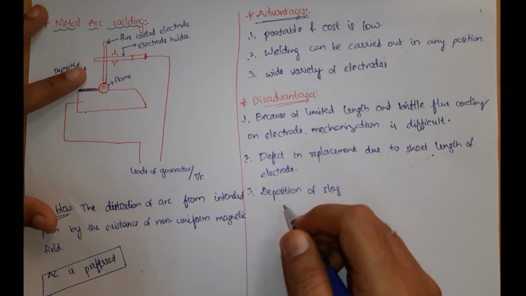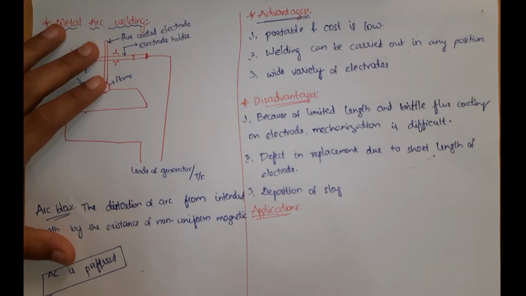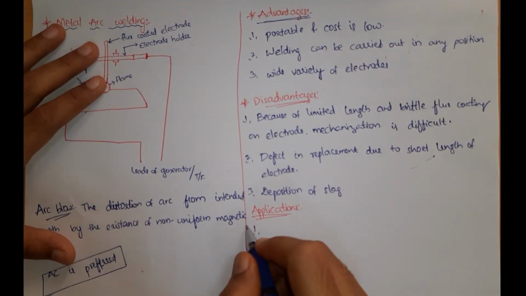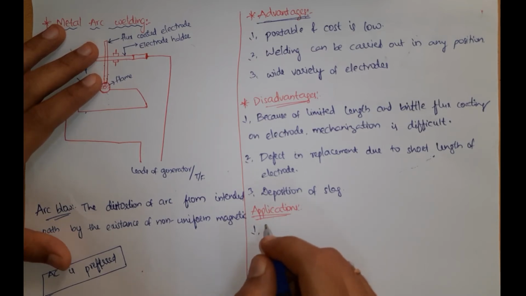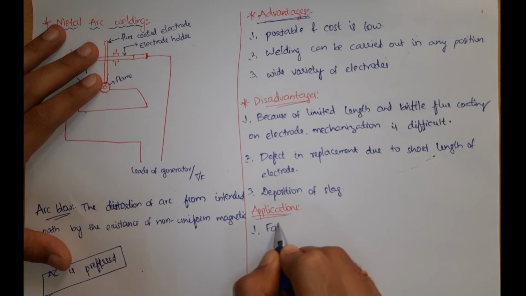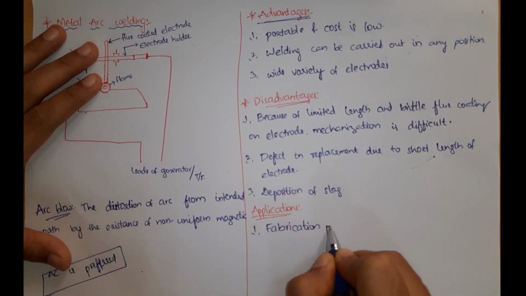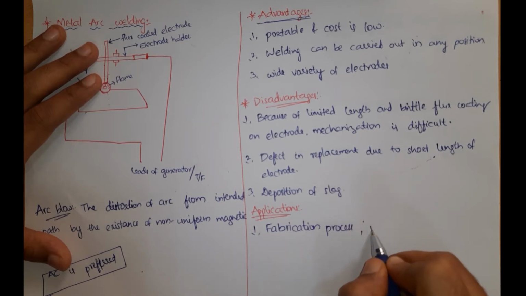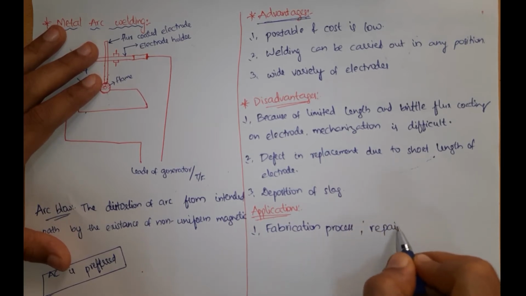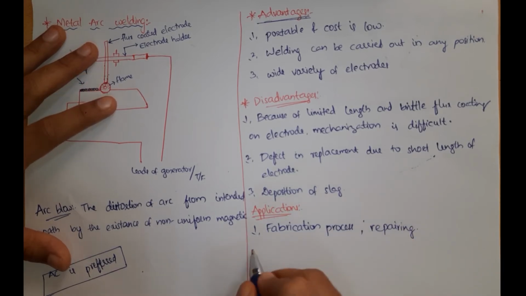Now let us discuss the applications of metal arc welding. Coming to the applications of metal arc welding, these are used for fabrication processes and also for repairing of metals, mainly to join two metal parts, right?